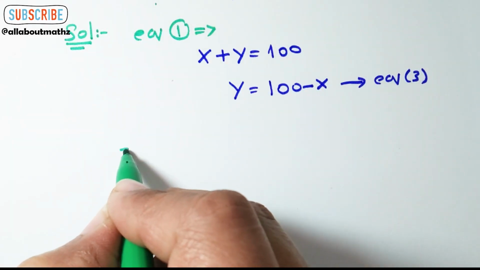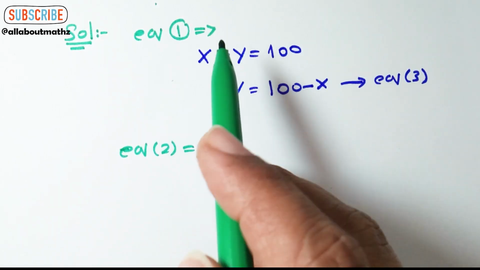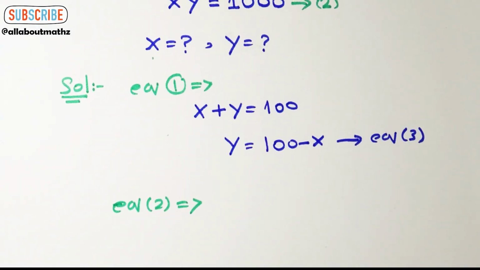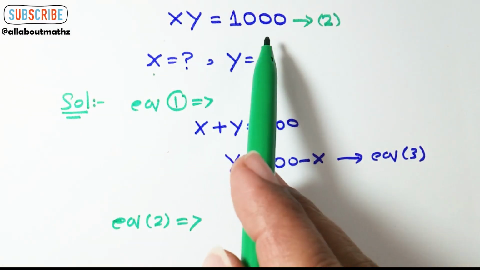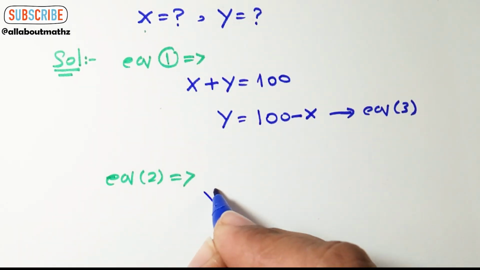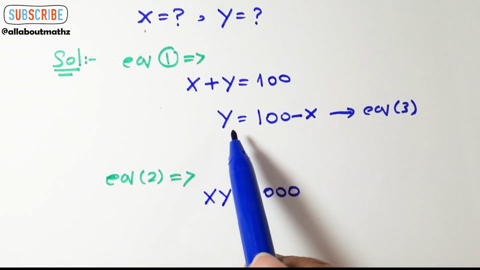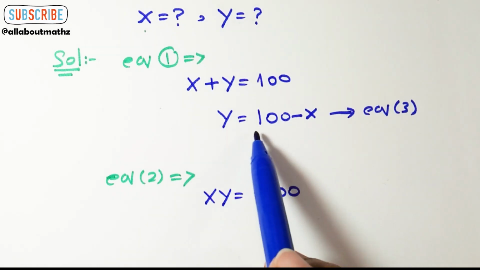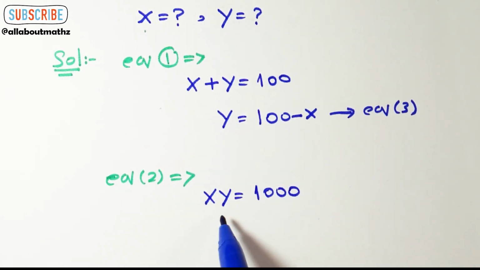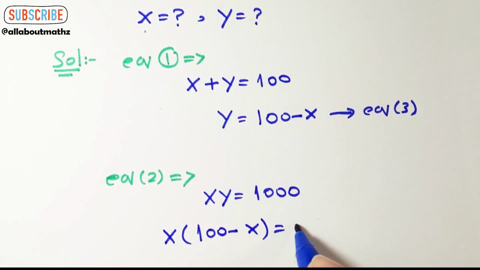So now by equation 2 we have xy is equal to 1000. So here we will put this value of y in this equation, and we have x into 100 minus x is equal to 1000.